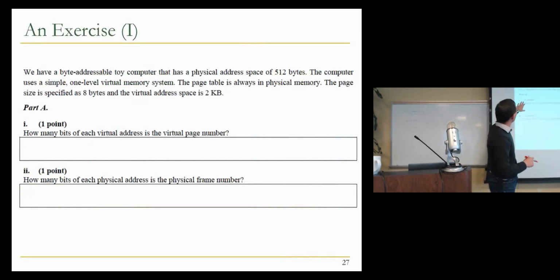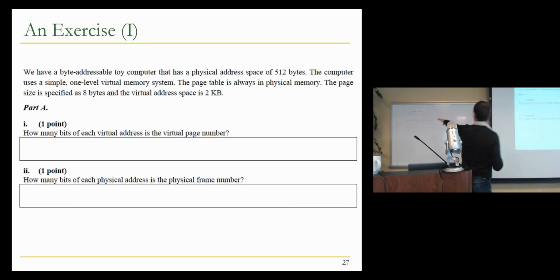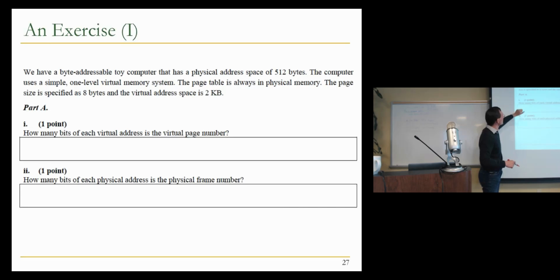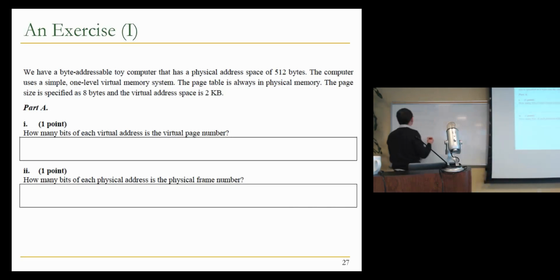So we have a byte-addressable toy computer that has a physical address space of 512 bytes. The computer uses a simple one-level virtual memory system. The page table is always in physical memory. The page size is 8 bytes, and the virtual address space is 2 kilobytes. One question is, how many bits of each virtual address is the virtual page number? This should be easy, right? You can tell me what that is.